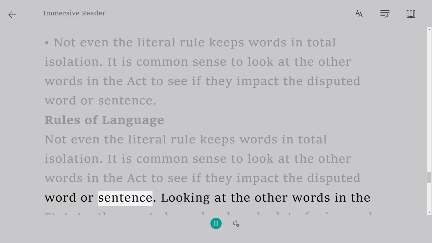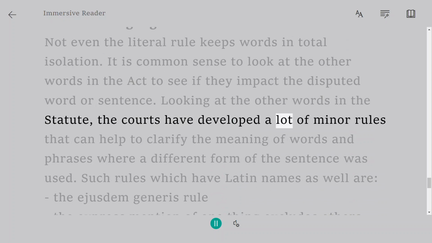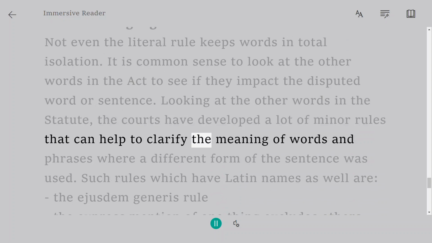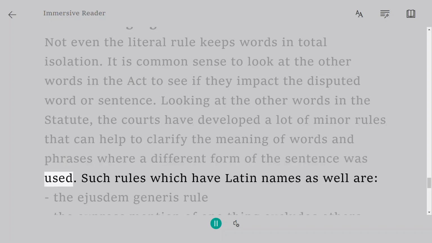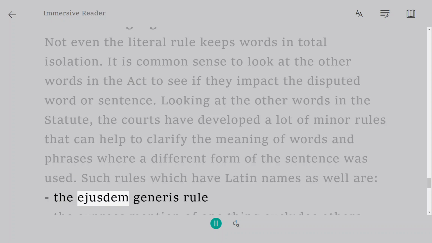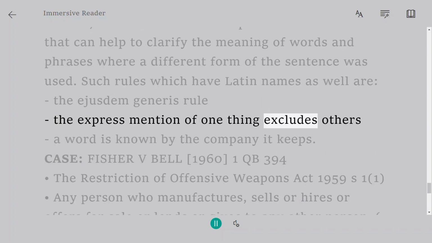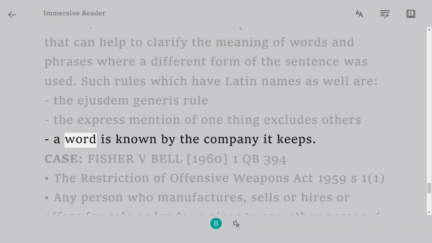Looking at the other words in the statute, the courts have developed a lot of minor rules that can help to clarify the meaning of words and phrases where a different form of the sentence was used. Such rules, which have Latin names as well, are the ejusdem generis rule, the express mention of one thing excludes others, and a word is known by the company it keeps.